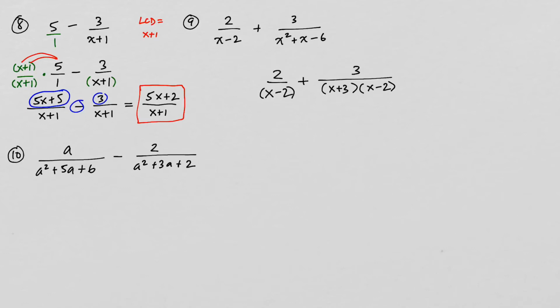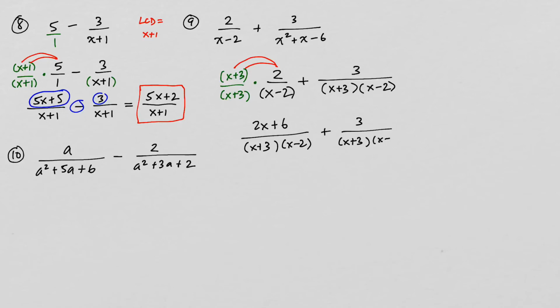And so the denominators are not the same, clearly. But the nice thing is that the denominators do have one factor in common already. So what I need is to multiply by x plus 3 over here. So I'm going to multiply by (x + 3) over (x + 3). Distribute the numerator. That gives us (2x + 6) over (x + 3)(x - 2) plus 3 over (x + 3)(x - 2).